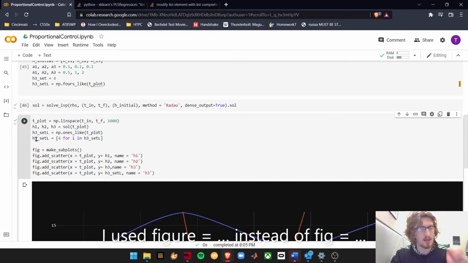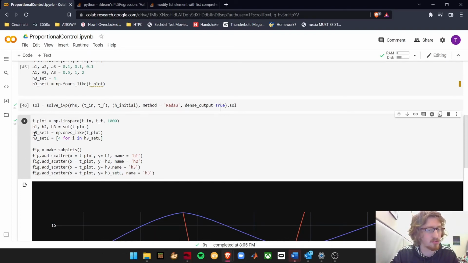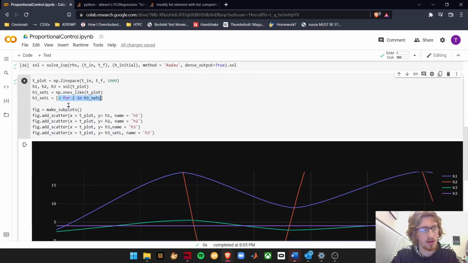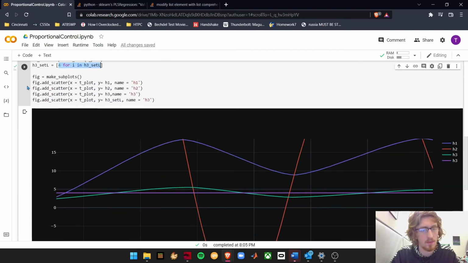So I went ahead and added in our set point here. The way I did it, and this might not be the most efficient way, but it's the way that I did it, I just made a little list here that was the same length as our t-plot, and then using some list comprehension, I just set every element of our set point to 4, and then I went ahead and plotted it. And actually, I forgot to change the name here.